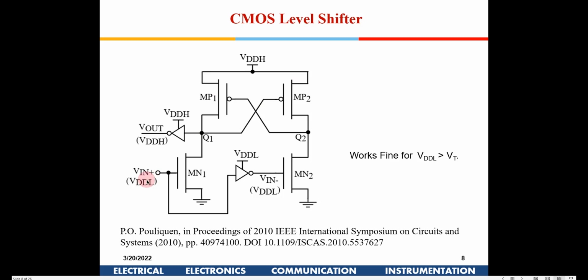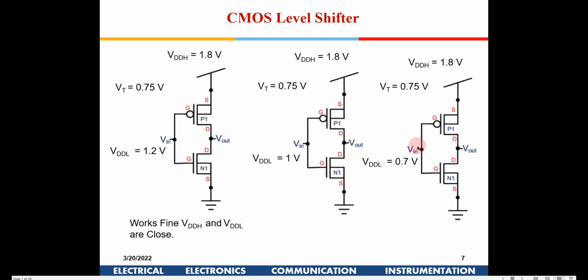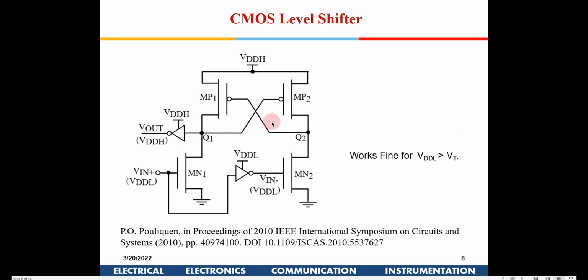So you can use a VDDL and VDDH. There can be a large difference between VDDL and VDDH, and this circuit will take care of that difference. So you don't have to keep the difference below the VTP of the PMOS. Here, if you are using an inverter, the difference between VDDH and VDDL should be below the threshold voltage of the PMOS, otherwise the PMOS will remain on. That restriction is not there in this particular circuit.